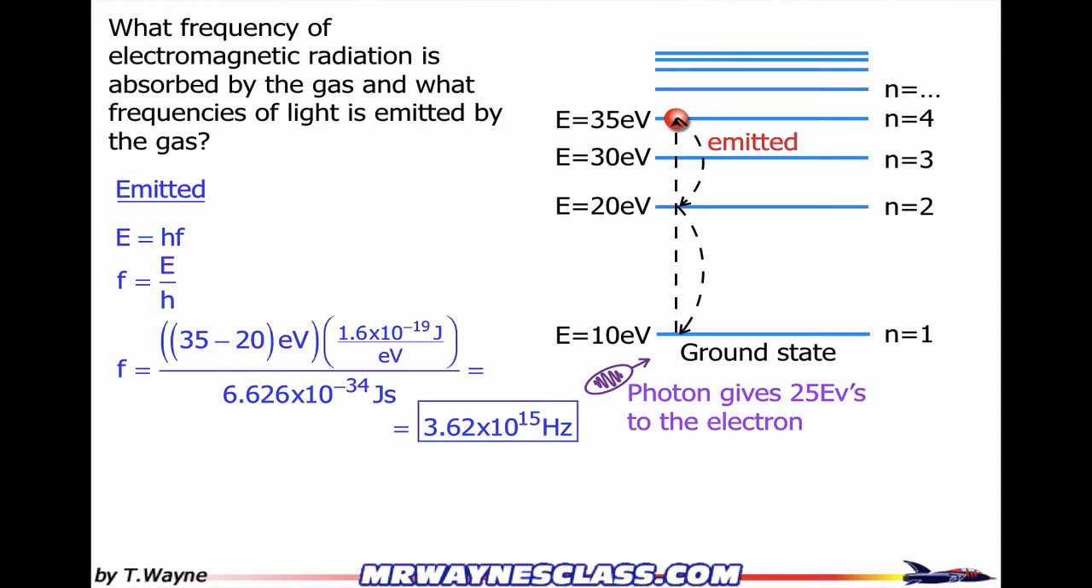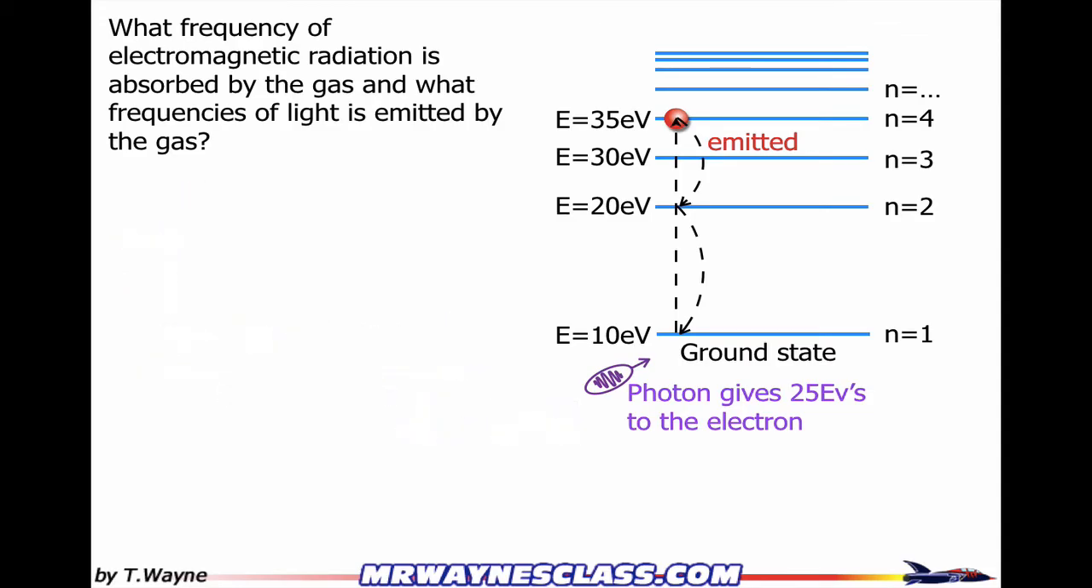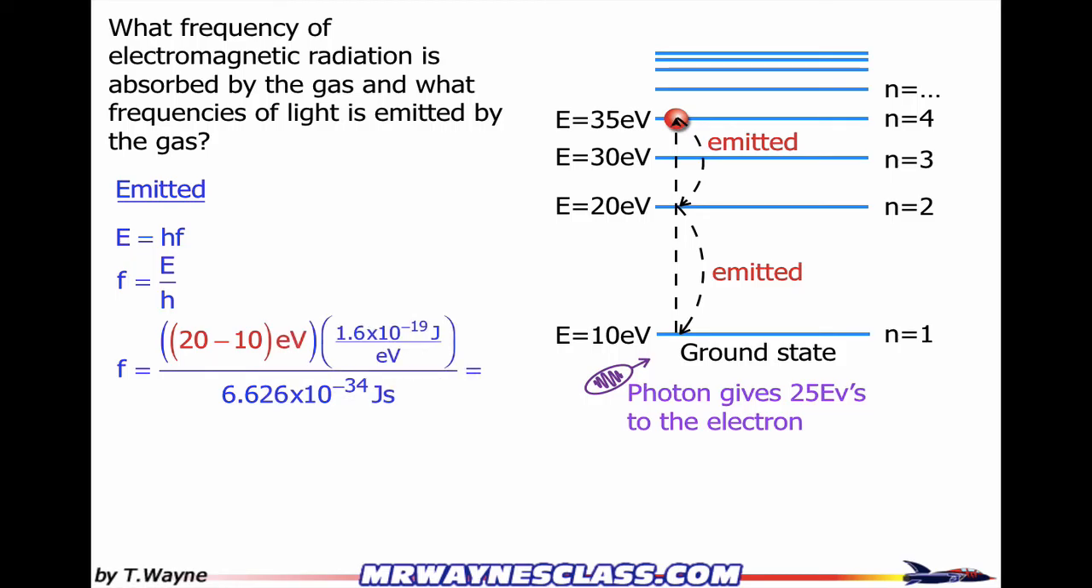Now, it's going to do it one more time. The next time it's trying to get down to the ground state, so it's going to emit another photon. This time when it emits the photon, E is equal to hf, again, f is equal to the emitted energy over h. f is equal to 20 minus 10, it's the jump that it made, converted over to joules, then divided by Planck's constant. And when I do all that, I get 2.41 times 10 to the 15 hertz.